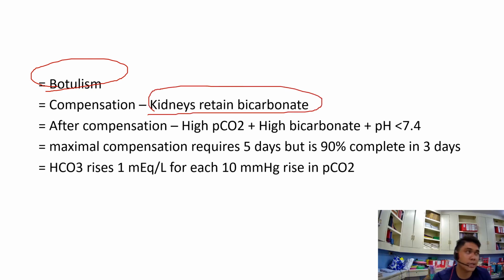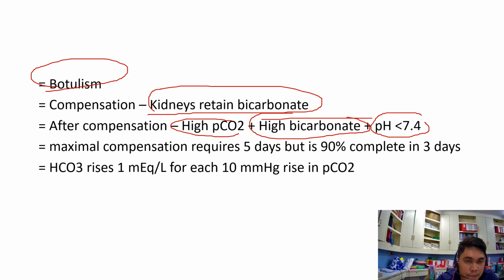Acidosis means decreased pH, so to increase it you need to retain more bicarbonate, and the organ responsible for the retention of bicarbonate is your kidneys. After compensation, the pH is less than 7.4 but within the reference range. The PCO2 level is high, and also the bicarbonate. High bicarbonate is the compensation, and high PCO2 is the cause of respiratory acidosis.